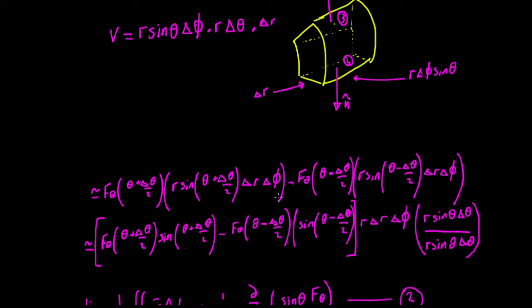And we're interested then also in looking at the area element there. So the area of the bottom element is going to be given by our r sin(θ + Δθ/2) times Δr times our Δφ. And you can convince yourself of that as well.